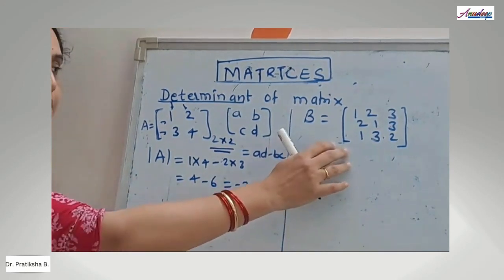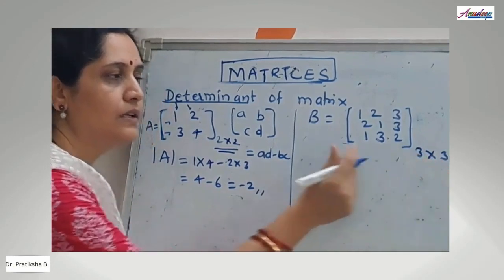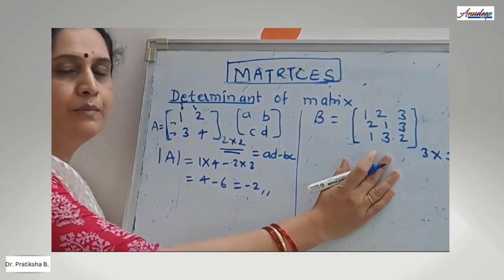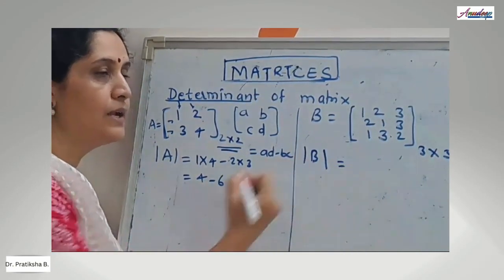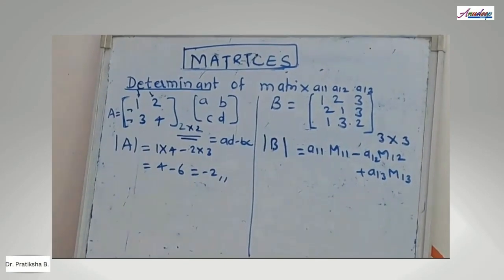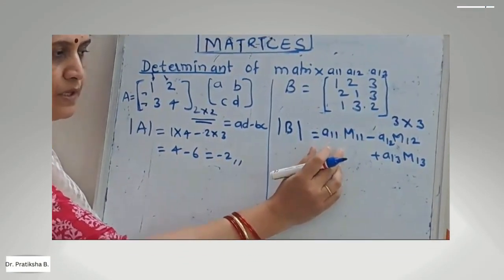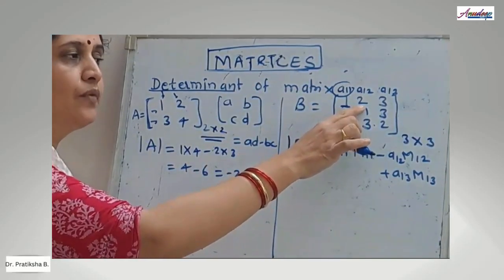Again, for the second case, the matrix B is of the dimension 3 by 3. There are 3 rows and 3 columns. Again, it is a square matrix. We can obtain the determinant of this matrix B, denoted as vertical bar B. Now to find the determinant of the matrix B, this formula will be used. Number 1 is at the position A11. Number 2 is at the position A12.